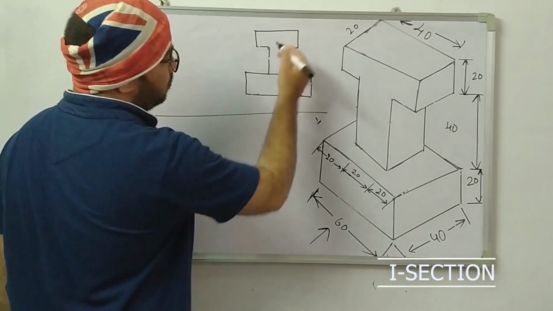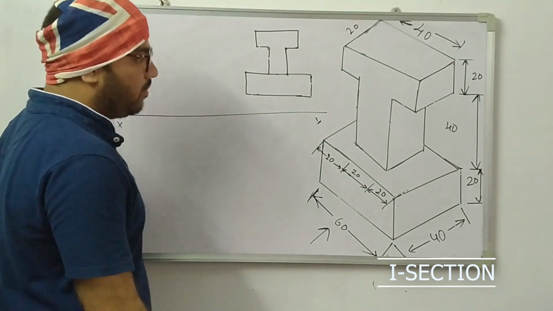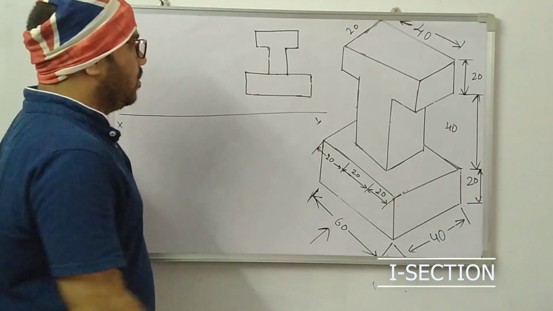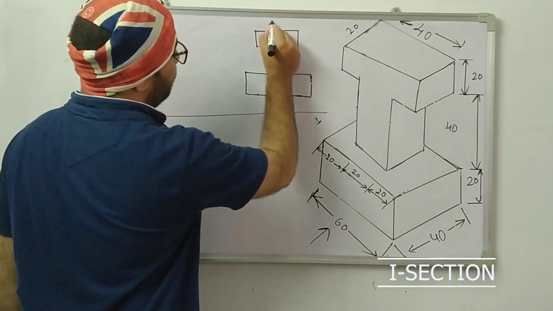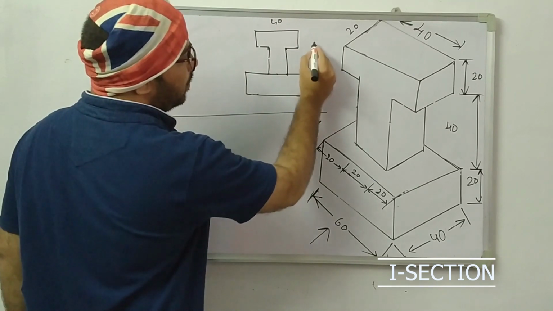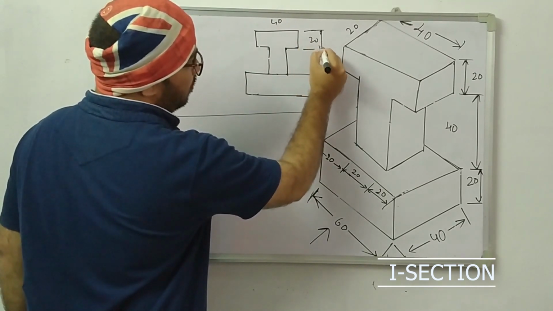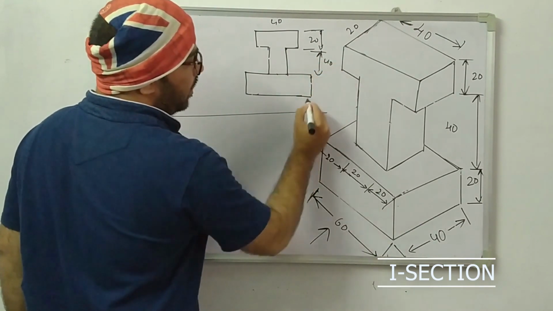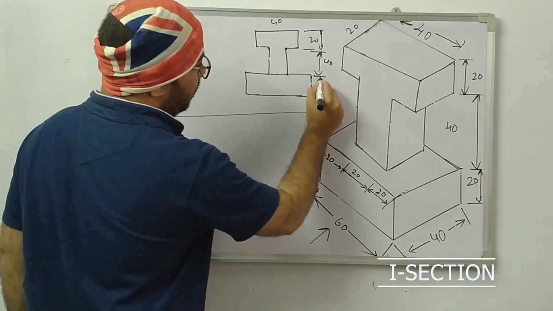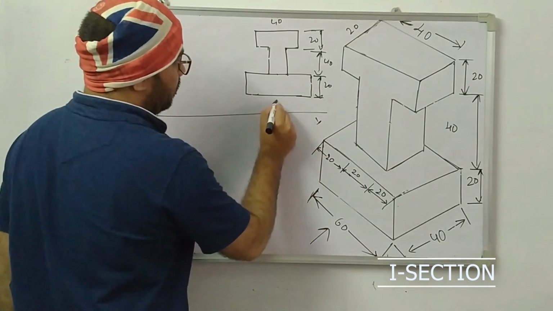Now, close this box. So I am watching from this side. I can see an I shape. So this is my front view. Now give the dimensions. So this will be the 40 and this will be the 20, and this will be the 40 and this will be the 20, and total length is 60.